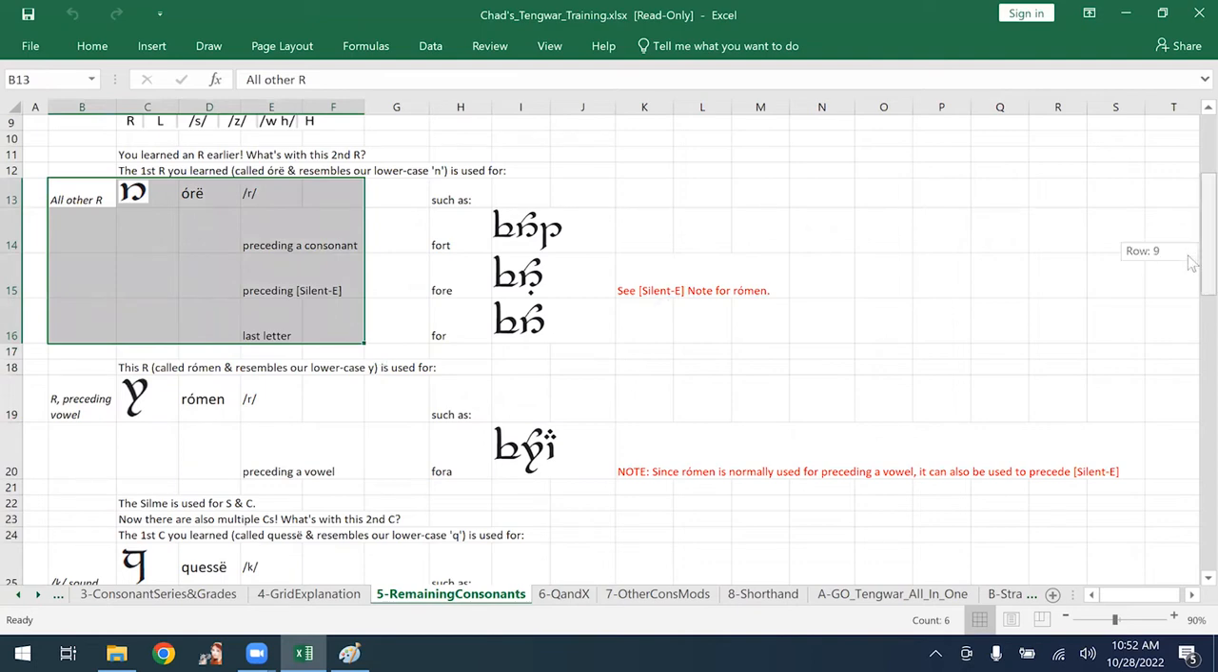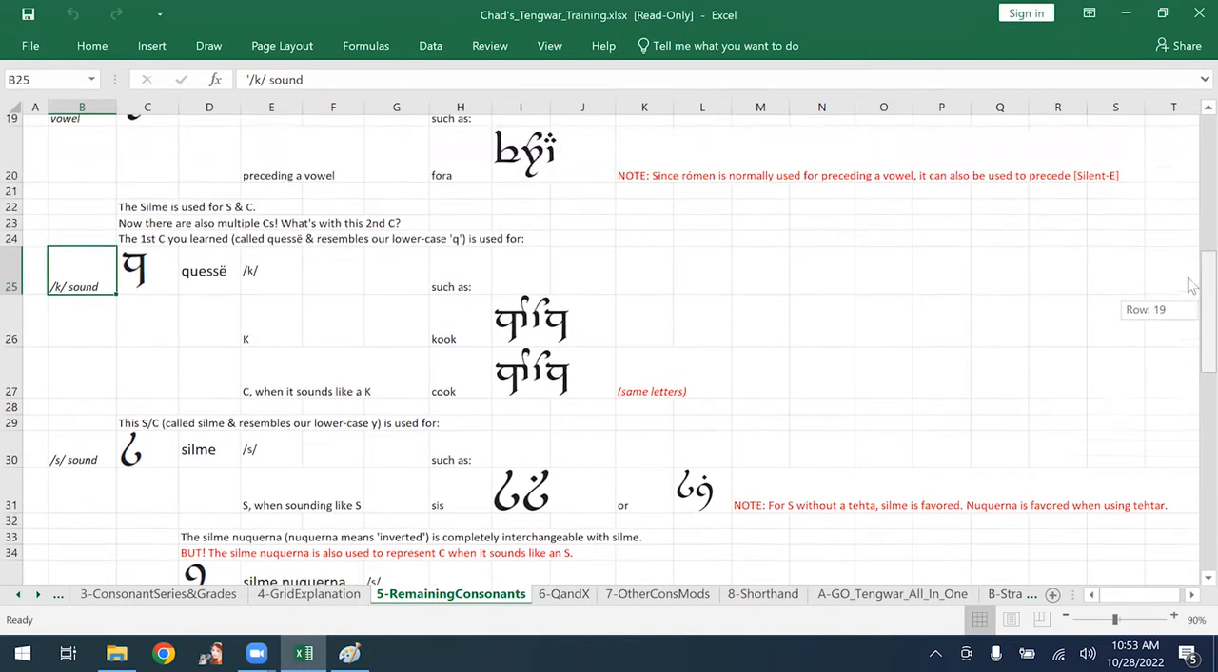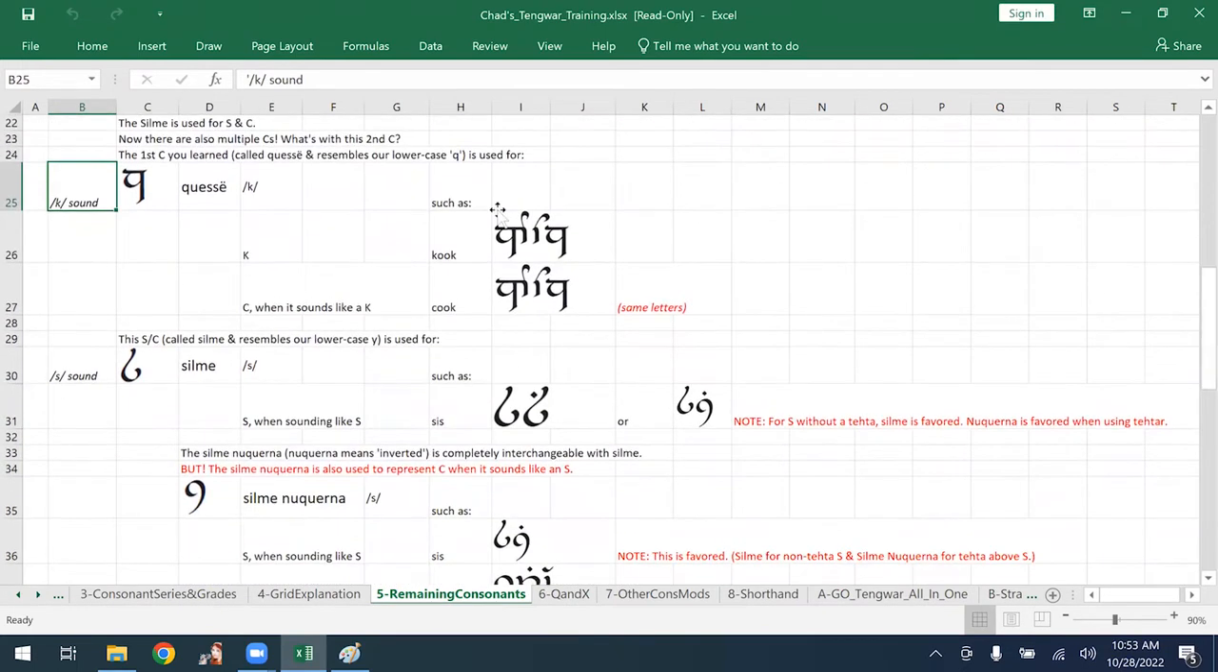Okay, coming down, quese. So this quese, the K sound from earlier, this is actually on the grid. But the quese, and I don't know why I added this to it, but I do know why. The reason I did this is because remember earlier we said quese was for a C or a K when it sounds like K. Cook, K-O-O-K, or C-O-O-K, which is a K, right? So when it sounds like a K, you do that.